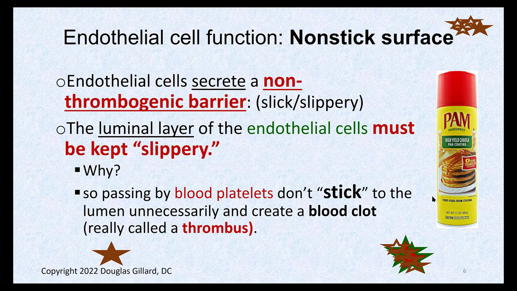All right, then endothelial cells also secrete some non-stick molecules, which are called non-thrombogenic. Thrombo means the blood clot formation or thrombosis formation. Genic means, yeah, they do that. So they secrete three. I call them the slippery three. They're very important because they prevent blood clots from forming. Specifically, they prevent platelets from sticking together.